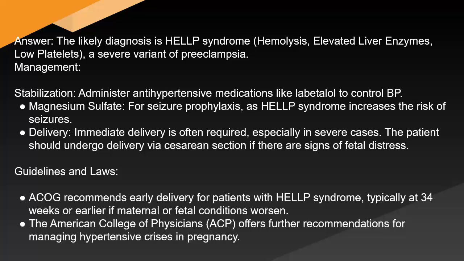Guidelines and laws. ACOG recommends early delivery for patients with HELLP syndrome, typically at 34 weeks or earlier if maternal or fetal conditions worsen. The American College of Physicians offers further recommendations for managing hypertensive crises in pregnancy.